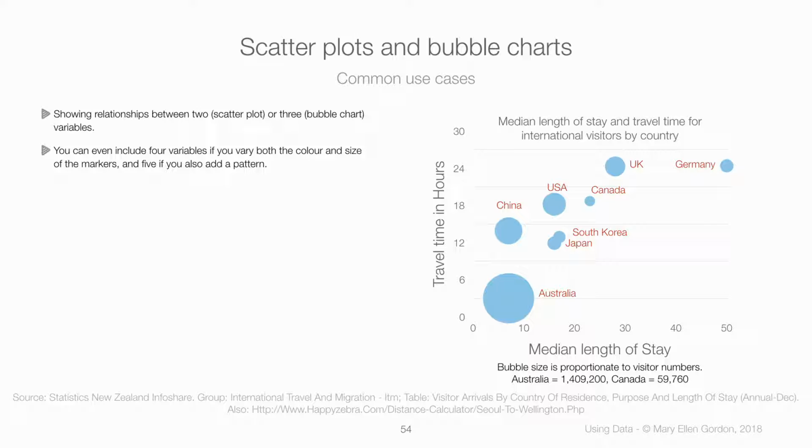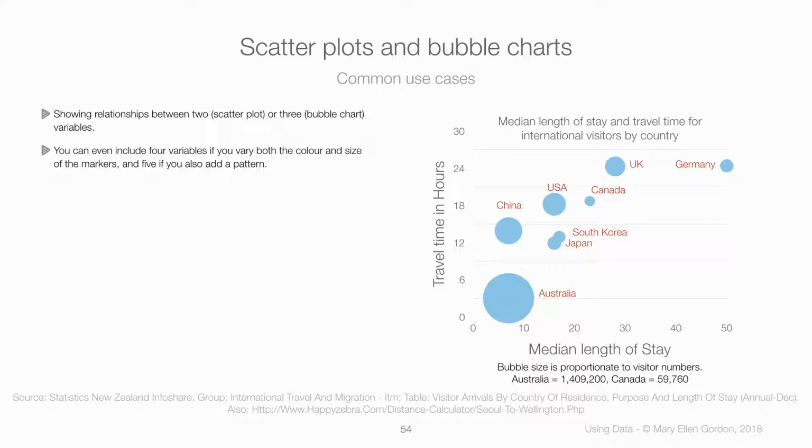What makes this a bubble chart is we're bringing in a third piece of information. Besides travel time in hours and length of stay, we're bringing in the number of visitors. So the size of the bubble is proportionate to that, with Australia being the biggest number of visitors at 1.4 million, and Canada being the smallest at just under 60,000, at least of the countries shown here. So that lets us show three pieces of data.